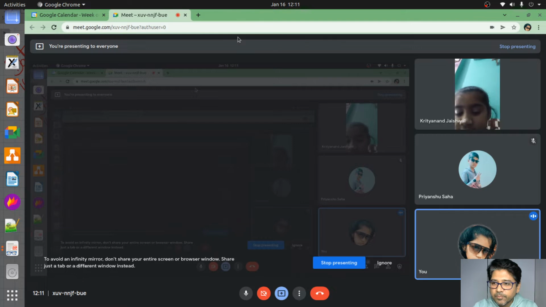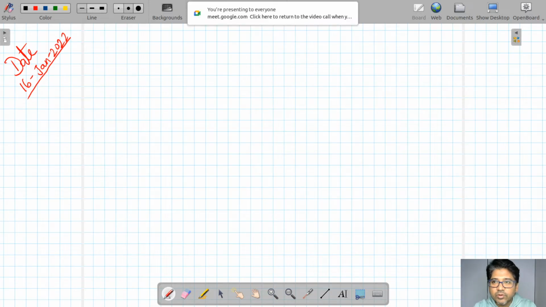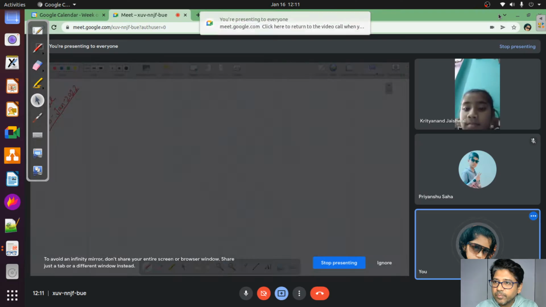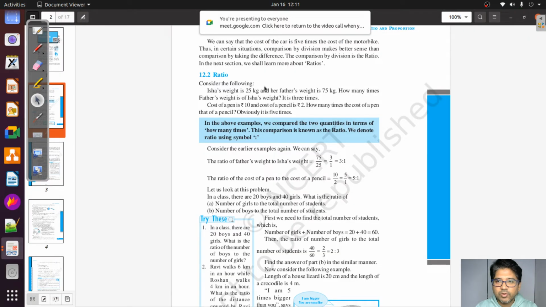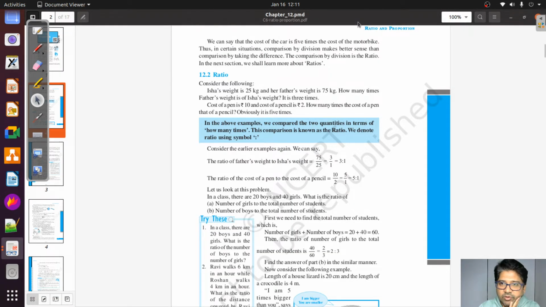Okay. So last class we studied ratio and proportion. So I'm going to revise first, then we're going to continue with the unitary method. Clear? So let's revise. I have shared the book with you. This is the book which I shared last class. So let's see what is the definition of the ratio.